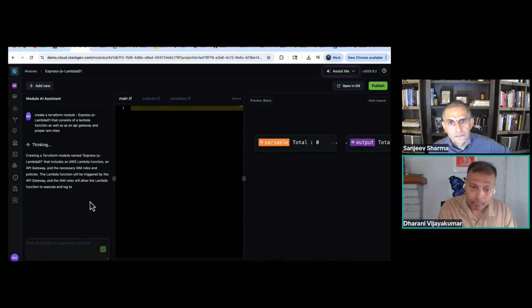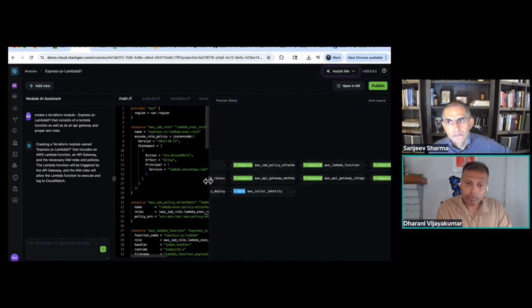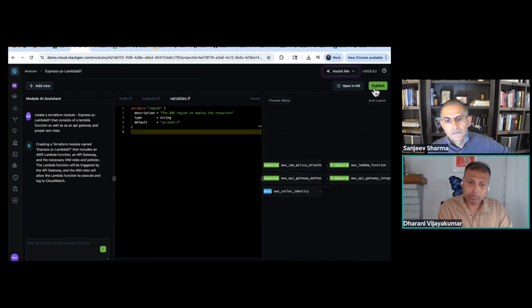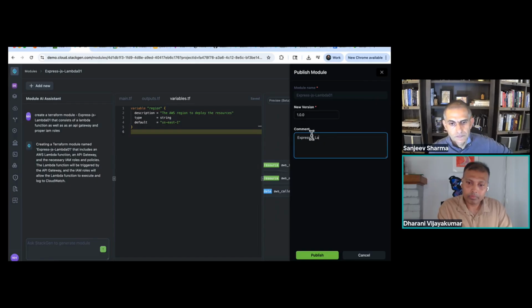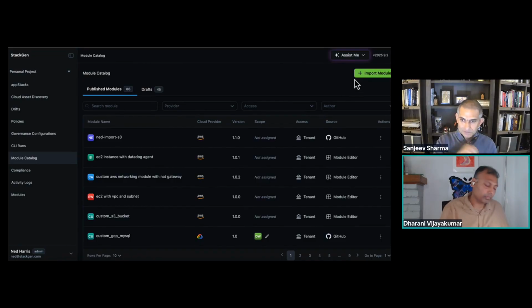Meanwhile, across the organization, the platform team has discovered that better way. They're using StackGen to revolutionize how infrastructure as code gets built and shared. It starts with the module editor, turning infrastructure into reusable, cataloged components. No more reinventing the wheel. Every module becomes a building block for the future.